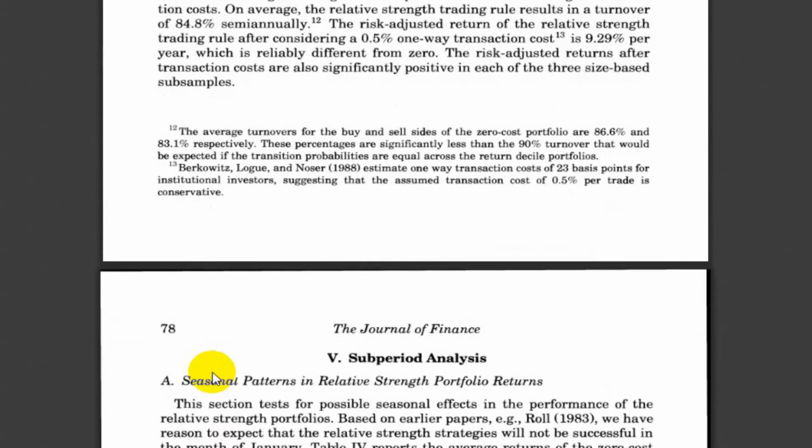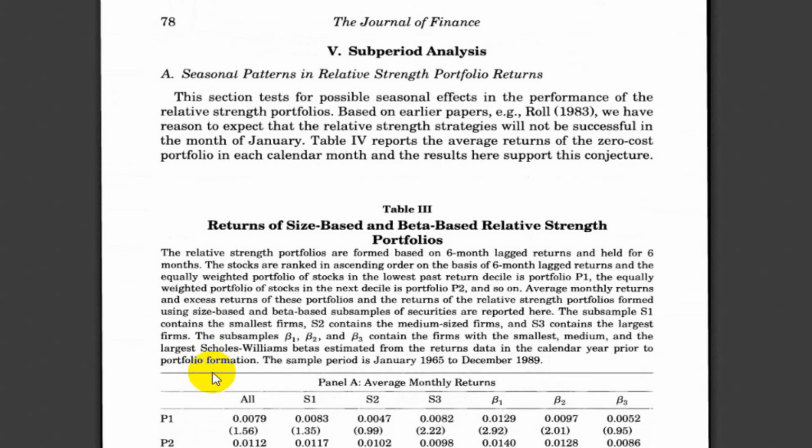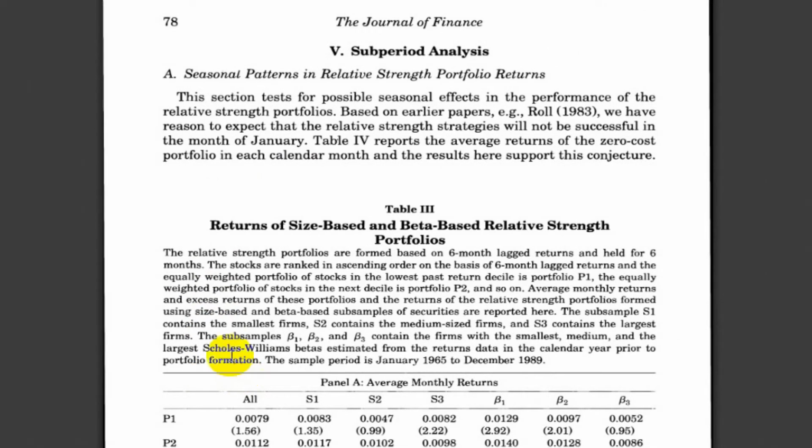So let's go down to section 5, subperiod analysis. In section 5, we're going to take a look at the seasonal effects of the relative strength performance. So let's go down to table 4, where the results are displayed.